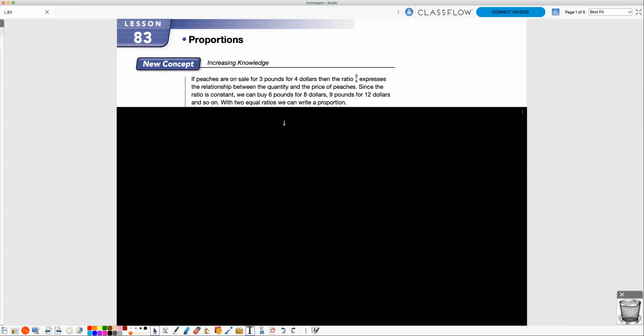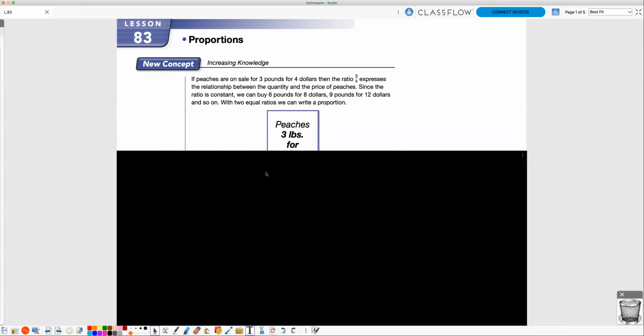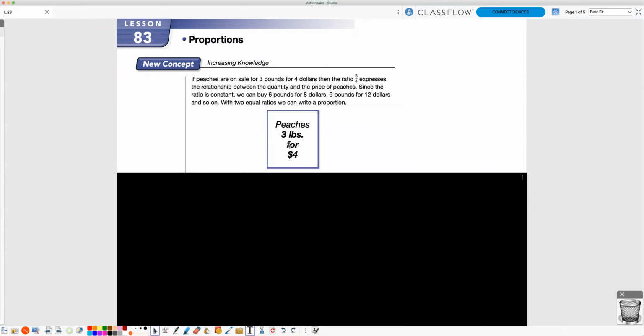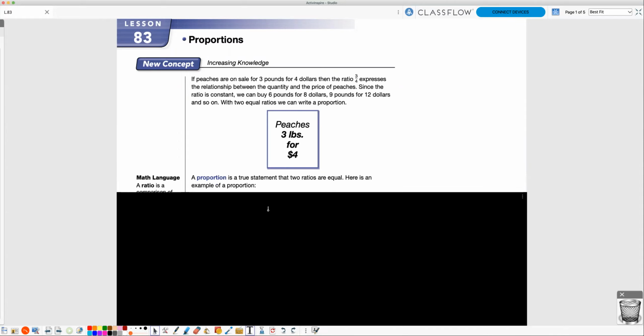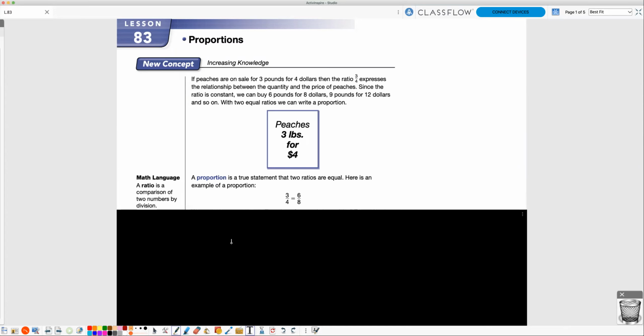With two equal ratios, we can write a proportion. For 3 pounds of peaches for $4. A proportion is a true statement that the two ratios are equal. Here's an example of a proportion. 3 to 4 is equal to 6 to 8.